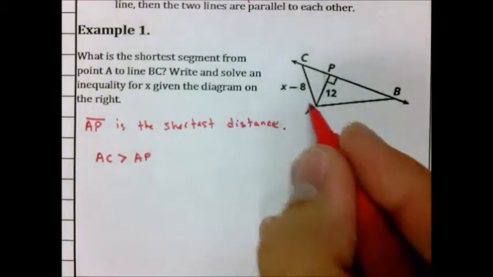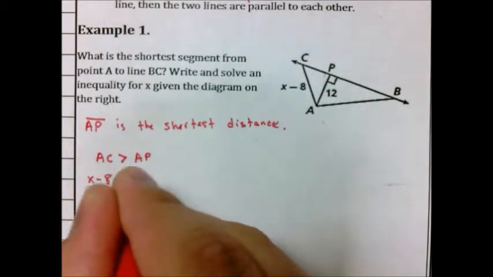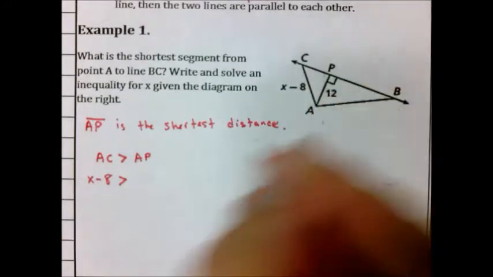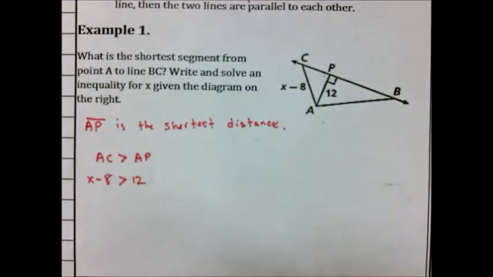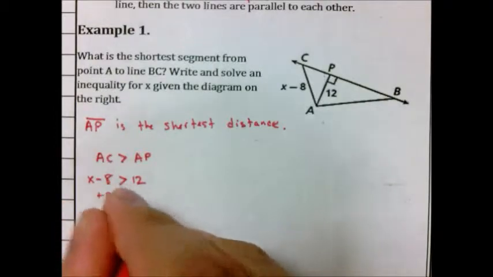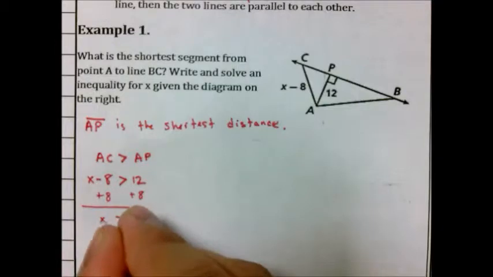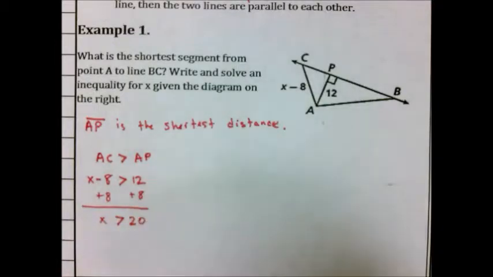So now we're going to solve for what given values of x would make this a true statement. So let's go ahead and plug in. AC is x minus 8. We're going to plug in x minus 8 is greater than AP is 12. And now it's just solving that inequality. All we have to do is solve for x, add 8 to both sides, and we end up getting x is greater than 20.